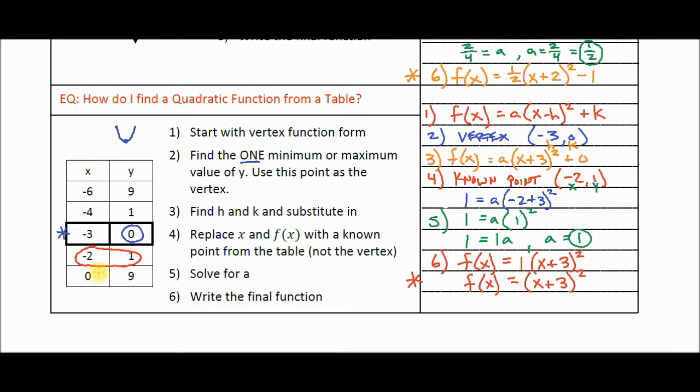Let's try 0 real quick. We'll plug in an x value of 0. 0 plus 3 is 3. 3 squared is 9. Our output is 9. So perfect. I think we can be confident we found the function that will give us this table of values.